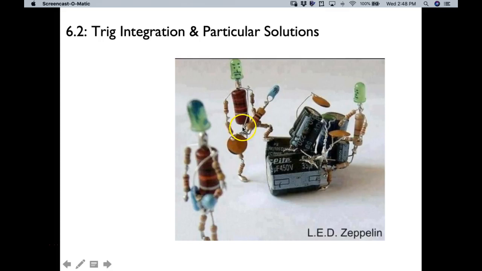Okay guys, today we're doing 6.2 and it's going to be trig integration and particular solutions. Basically, it's two different lessons. I'm going to teach you how to do particular solutions, that won't take very long, and then I'm going to show you how to do trig integration, which won't take very long either. That's why I've included these two together. They're pretty simple and they're pretty fast.